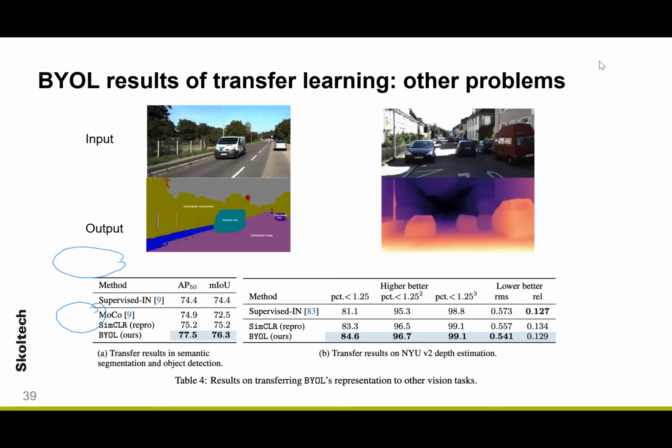Another type of testing we can do for BYOL and other self-supervised approaches is to consider a completely different problem. We consider semantic segmentation and object detection. And also we consider depth estimation, when we want to estimate how far away an object is from the camera. And we can see that in this case, we have even better solutions than self-supervised approaches in all the cases.